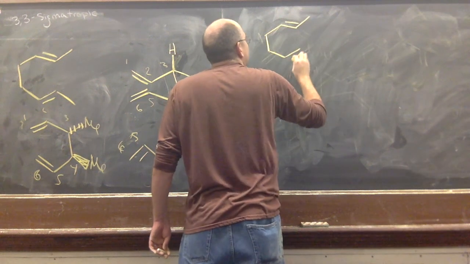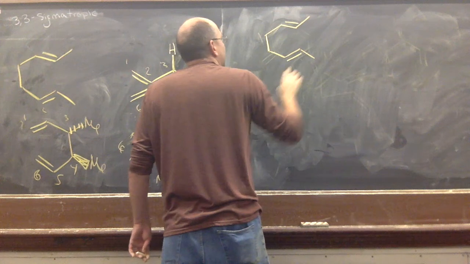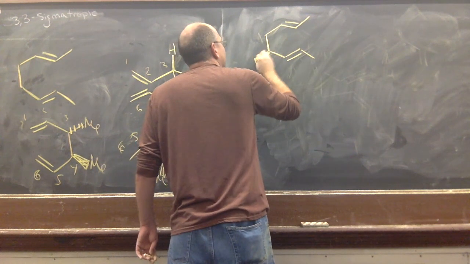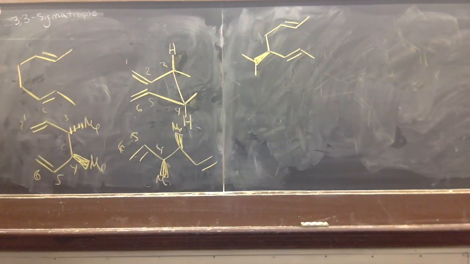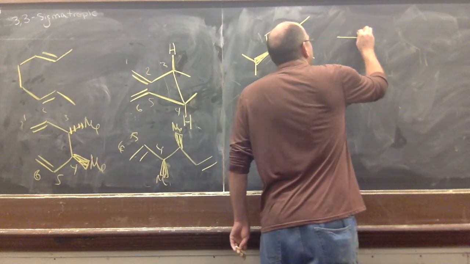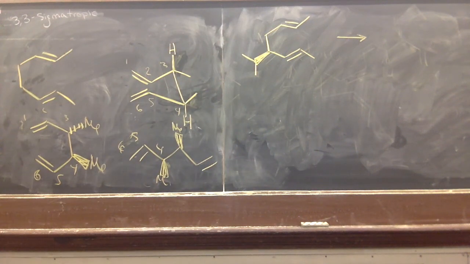Now, if the molecule is not symmetrical, I'm going to put a stereocenter on this molecule. So I've basically taken the exact same molecule that we had before, and I'm going to put an isopropyl appendage on there. And the question becomes, what is the product?